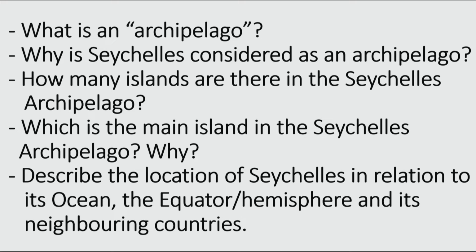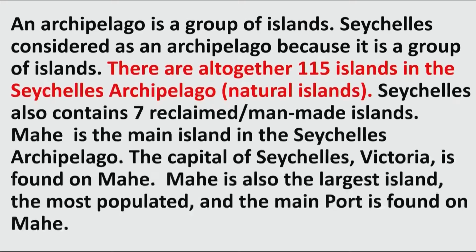So if we just go back to what we've seen so far, in the last lesson we saw what is an archipelago, why Seychelles is considered as an archipelago, how many islands there are in the Seychelles Archipelago, the main island in the Seychelles Archipelago and why. And we also described the location of Seychelles in relation to the ocean, the equator or hemisphere, and the neighboring countries. So this is what we discussed last time.